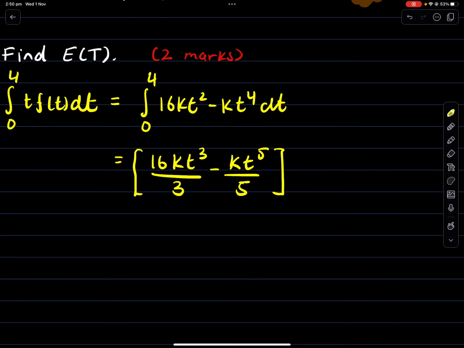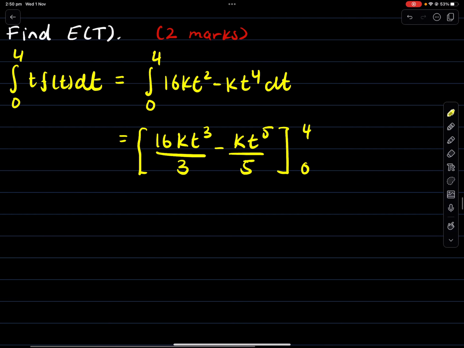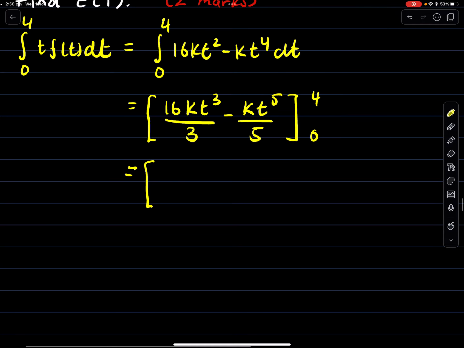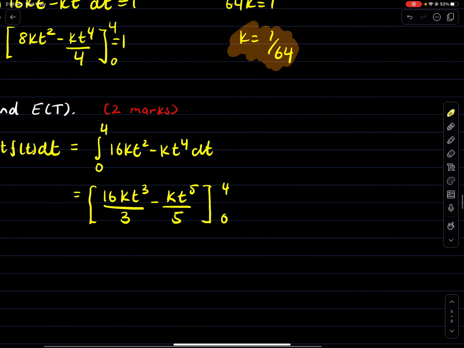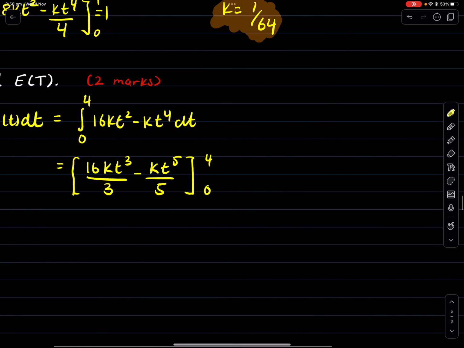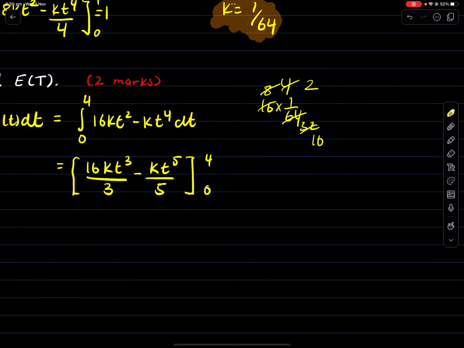Okay, from 0 to 4. So that will mean that because we know k, let's just put k in. It'll make our life easier if we just do a now then at the end. So because k is 1 over 64, what's 16 times 1 over 64? That'll be 8, 32, that'll be 4, 16, that'll be 2, 8. So it's 1 over 4.